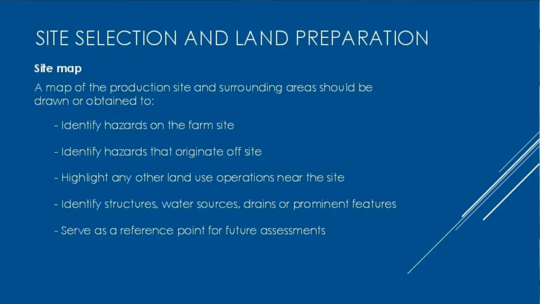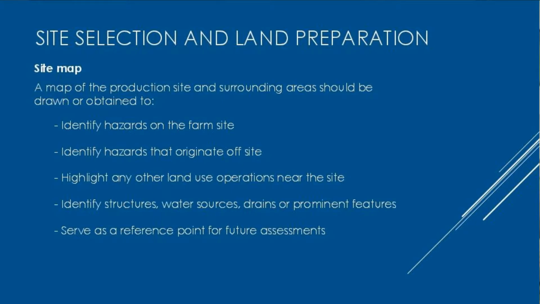Based on that research, the best thing you can do is actually do a site map or farm map of the area, where you will pinpoint key points in your landscape, where your fields are located, where your buildings are, where you have other farms or other housing around, so that you'll be able to identify these points. Now, in doing that site map, it allows you to identify hazards on the farm site and the hazards off the site. Highlight any other land use operation near the site, identify structures, drains, catchment areas, ponds.